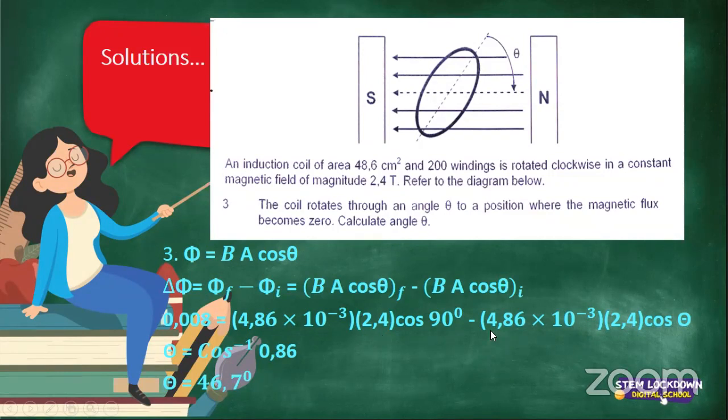And then you are dividing 0.008 by this product here. You will be getting 0.86. So theta will be the cos inverse of 0.86, which is 46.7. So angle theta will be 46.7.